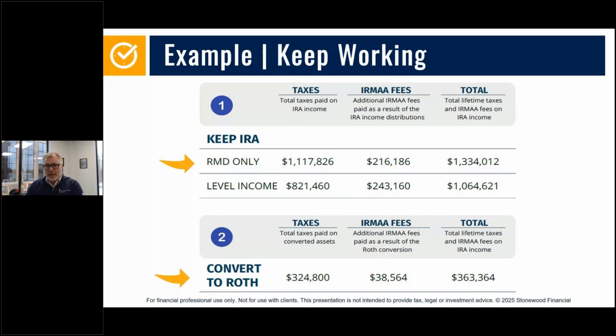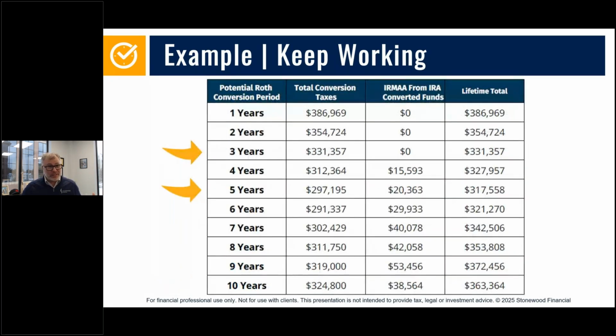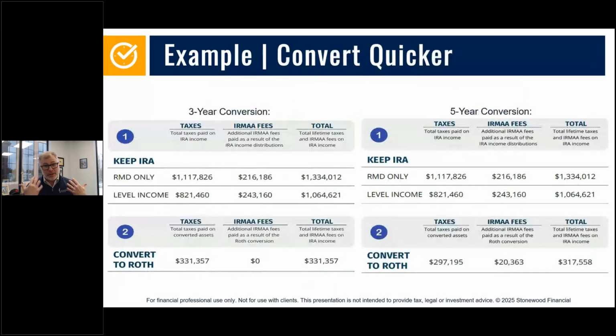All right. Now, here's the other piece of that. That's assuming a spread out conversion. I think I had 10 years. Well, when I run the report, the ideal conversion pattern is actually going to be much quicker. It's going to be either 3 years or 5 years. And so I went in and just reran my numbers.